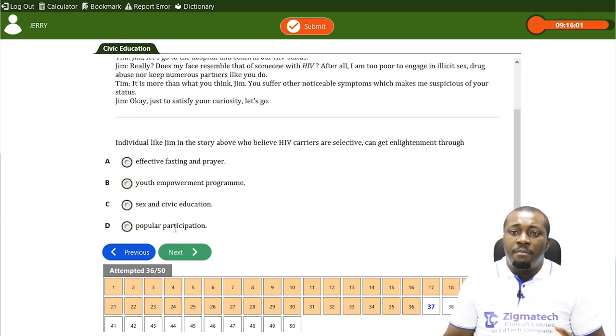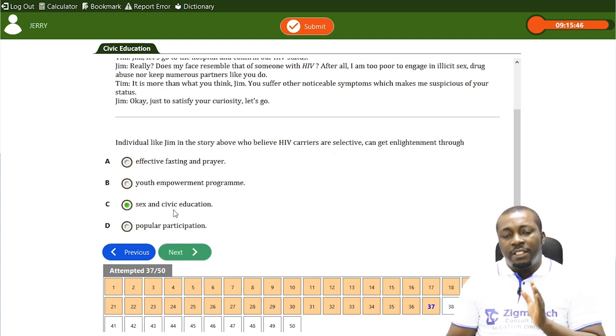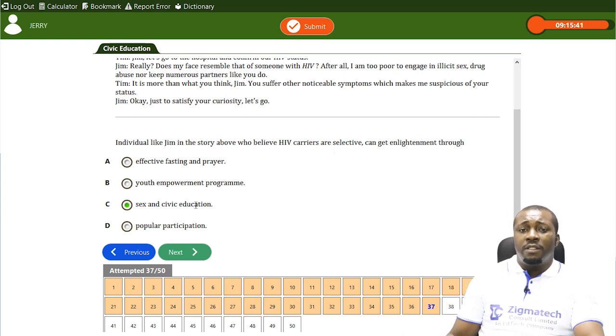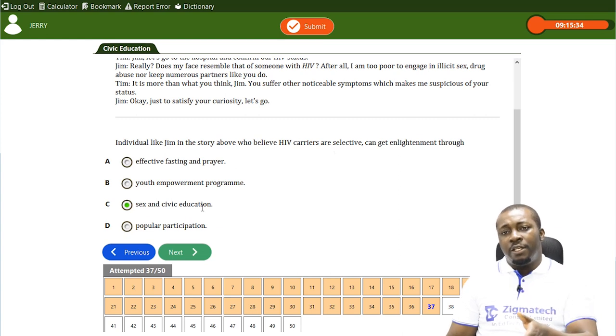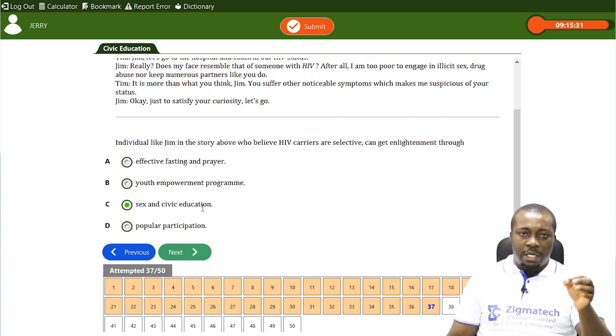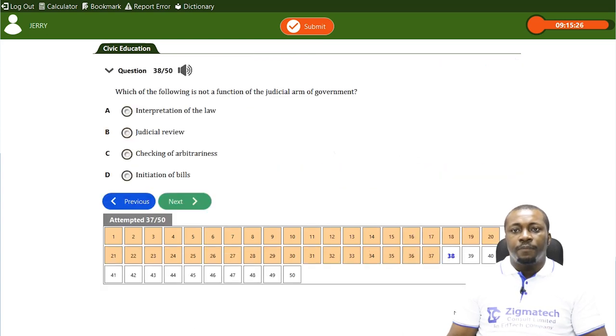Now, this is popular participation, that which is taking part in the affairs of one's country. Of course, it does not enlighten him about this. Now, to enlighten him about HIV, he can get enlightenment through C, sex and civic education. In sex education, we talk about some of the consequences, sexually transmitted diseases and infections, which include HIV. In civic education, we talk about emerging issues in the society, which HIV is part of. So he needs this as a form of enlightenment.